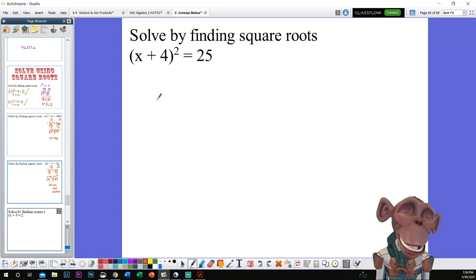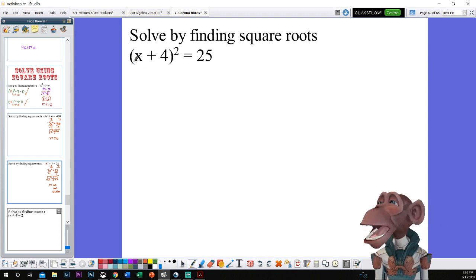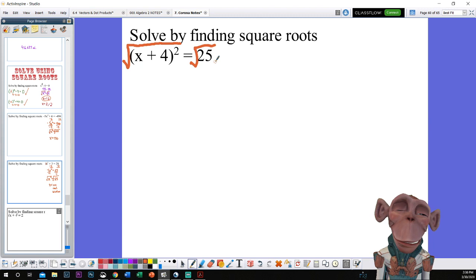All right, this one is in factored form. Don't let that scare you. It is so easy. Now remember when I said if you had the squared all by itself, then you can go ahead and square root. Well, this is one of those cases. The squared is all by itself on the left side. That whole left side is squared. So I'm going to square root the left and the right.